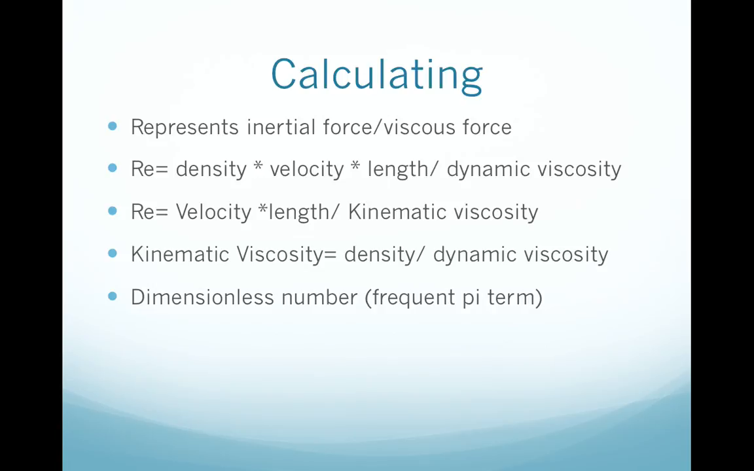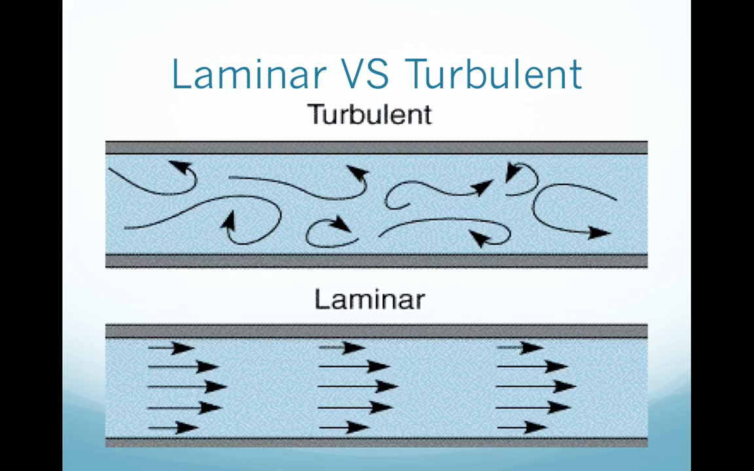When you do all these terms together, what you find is that the force, length, and time terms all cancel out to zero, making this a dimensionless number. Being a dimensionless number, this turns out to be a frequent pi term that we found in this class as well as others, such as the Euler number and Froude number. The Reynolds number is up there with it.